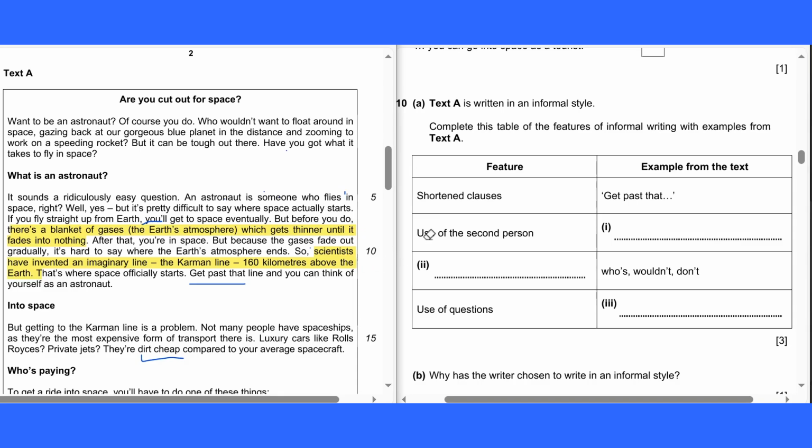Alright, now the second feature is use of the second person. So you have to find an example from the text. And next is blank, and the example is whose, wouldn't, and don't. And the next feature is use of questions, and you have to find an example. So you're given 10 seconds for this.